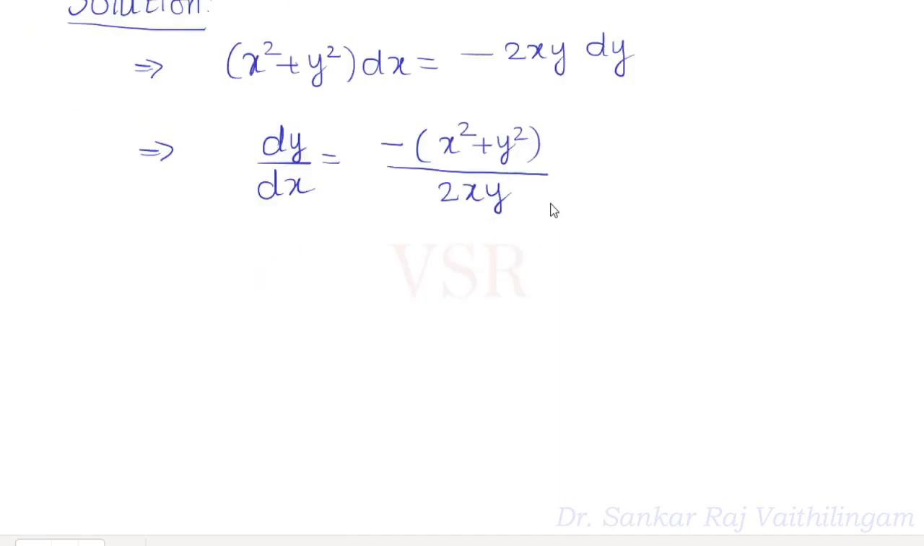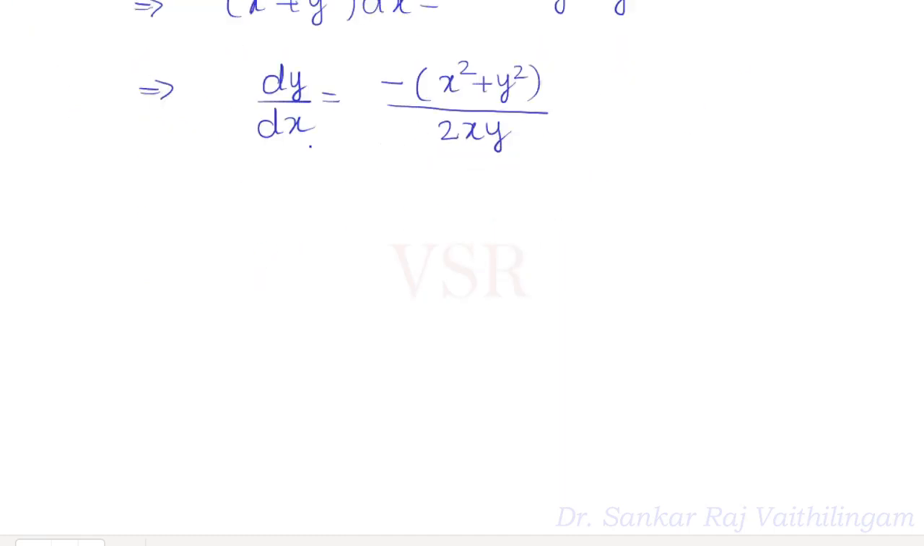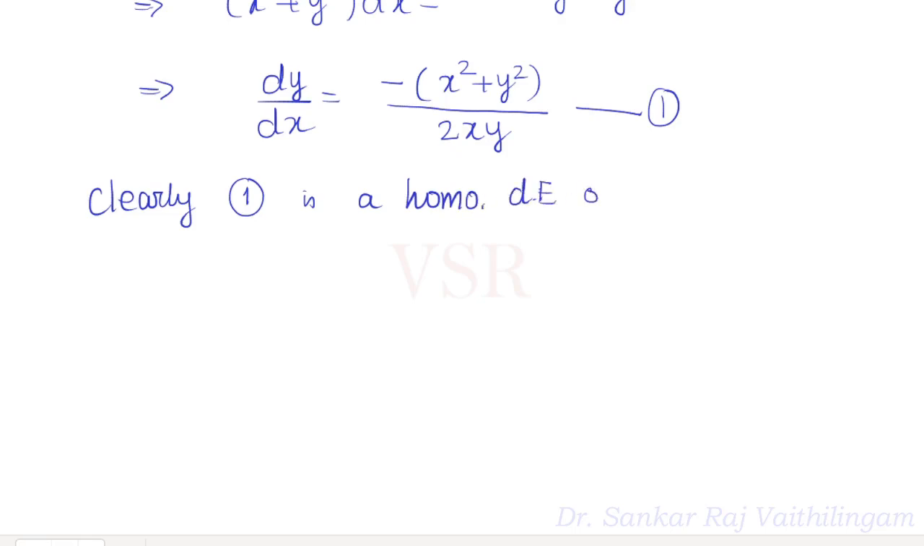Okay, so this is my differential equation. So I call this to be 1. அப்போ clearly, 1 is a homogeneous differential equation of order 2. Okay, so in the 2ங்கிறதுனால let us apply the homogeneous method.